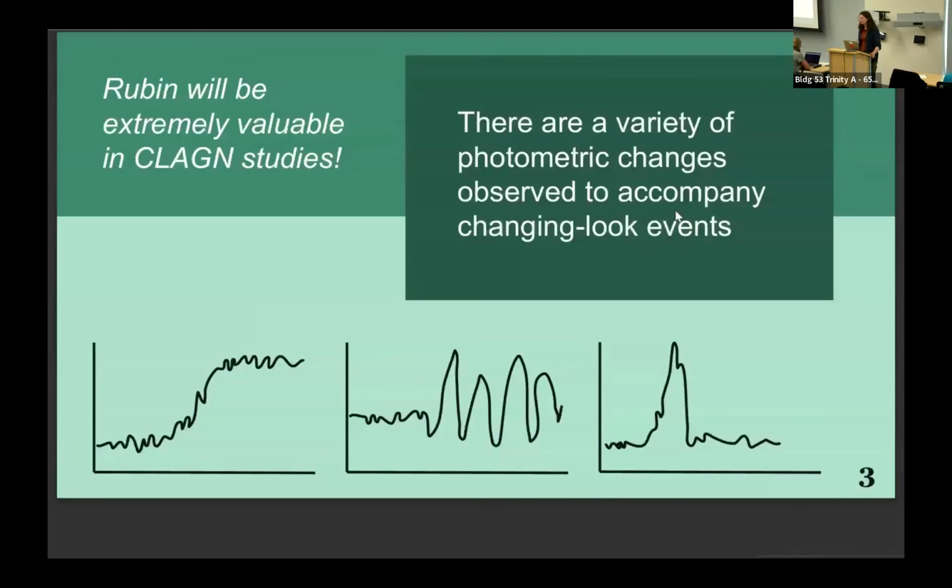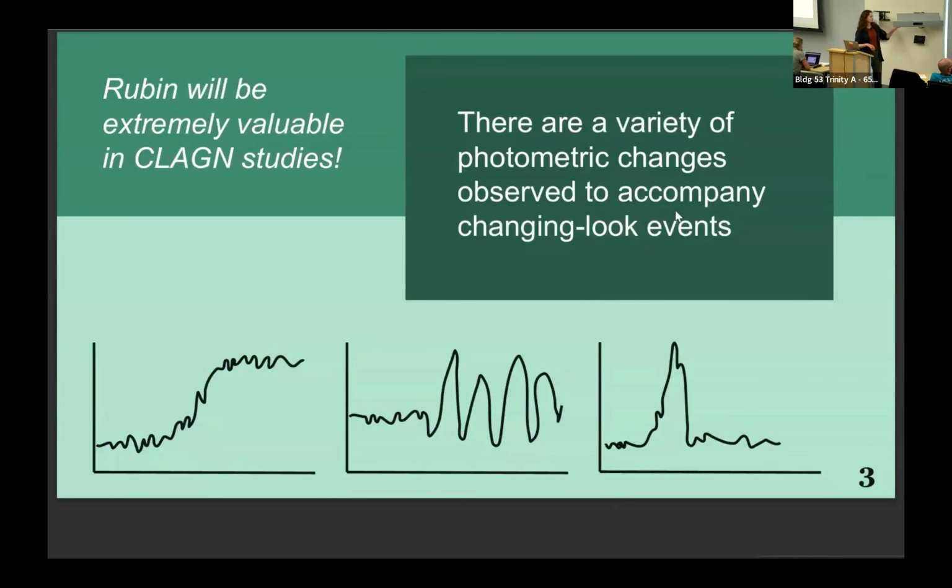Rubin will be producing millions of AGN light curves, so it will be extremely valuable in changing look AGN studies. I don't need to convince anyone of Rubin's value, but it's going to be a little bit trickier than doing spectral detection of changing look AGN, because there are so many different ways that the accompanying photometry can look for changing look events.